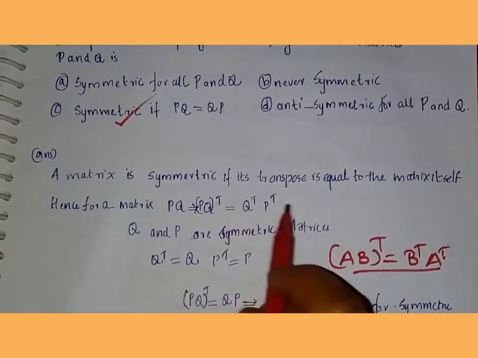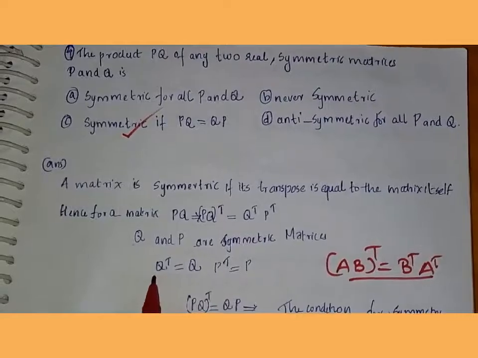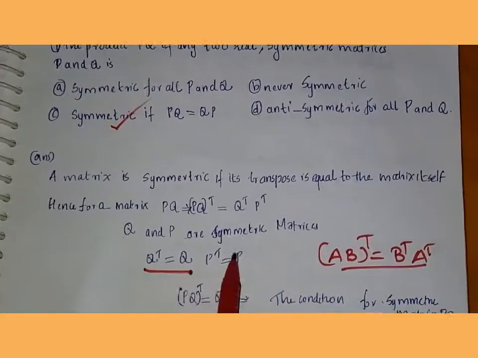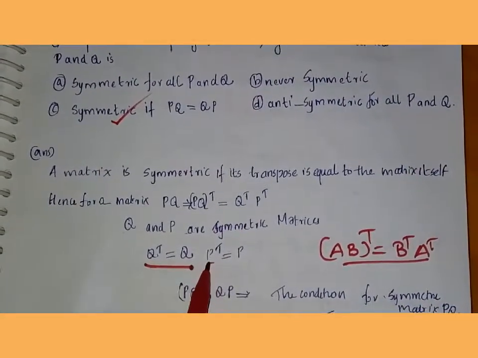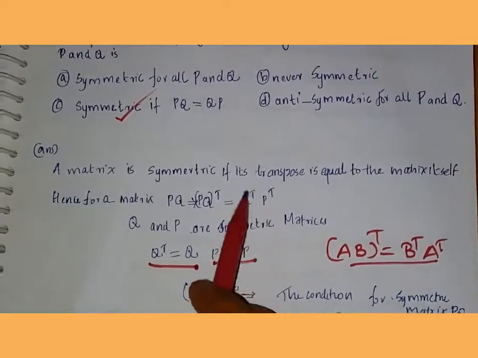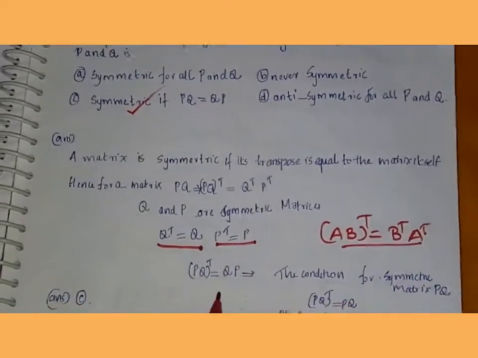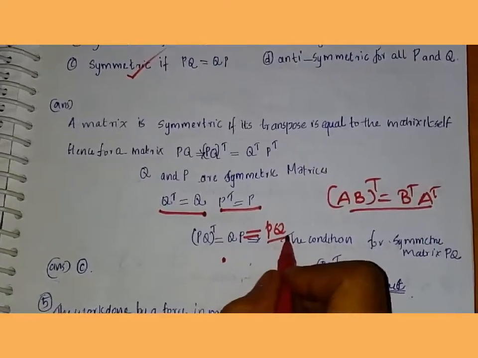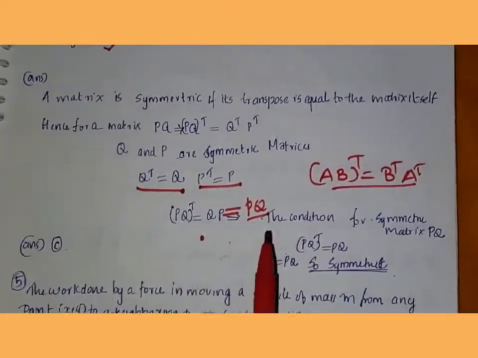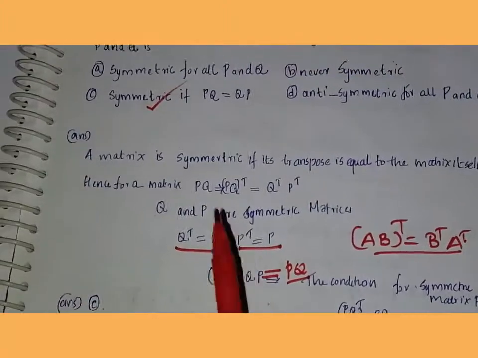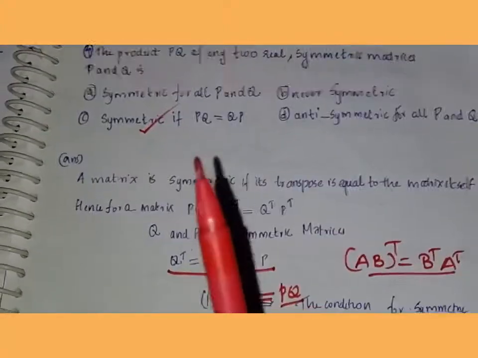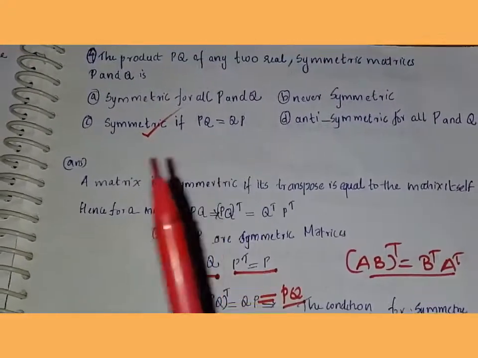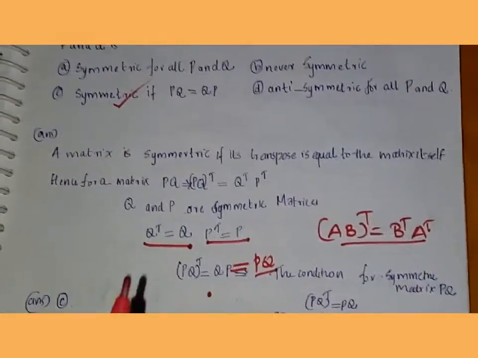Q transpose should be equal to Q only, because this is a symmetric matrix, and P transpose should be equal to P. So we can change this into QP. So this should be equal to PQ for the matrix PQ to be symmetric. So PQ is symmetric when PQ equals QP. Okay, option C is the answer. It is a very important question.